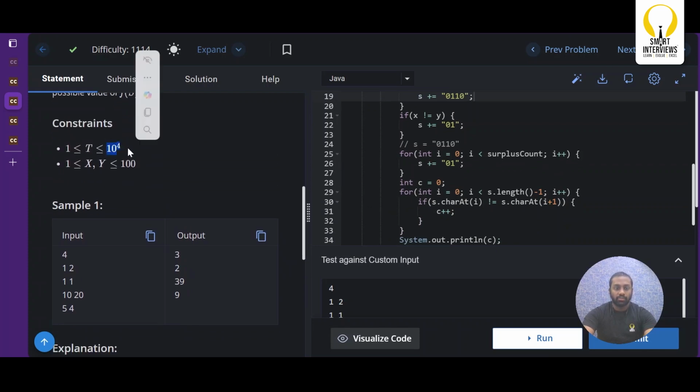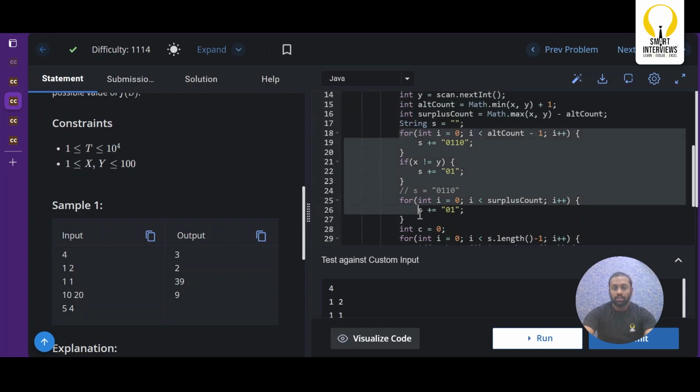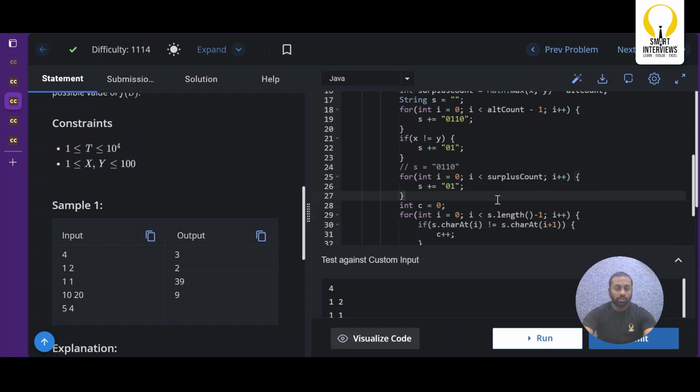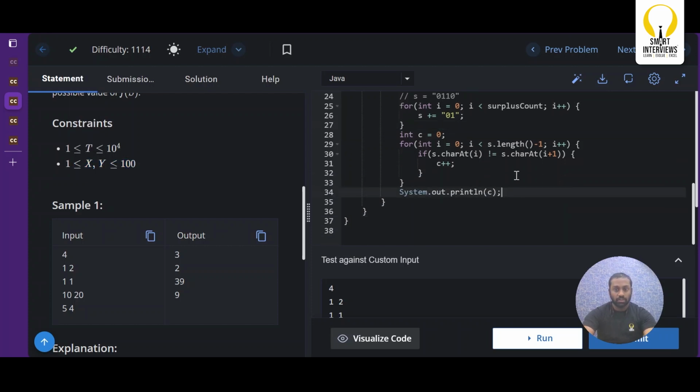So here for 10 power 4 cases, I'm running for these many number of times, right? So simply I'm creating x and y, 0 1 1 0. So it is 2 into x plus y. 2 into x plus y in the worst case can be 200. So 200 into 10 power 4 is the current number of iterations. If you do not want to create this string, then you can directly find out the count using a formulaic approach. Try to come up with that. That will take only 10 power 4 iterations, because for every test case you can directly get the answer value using a formula.